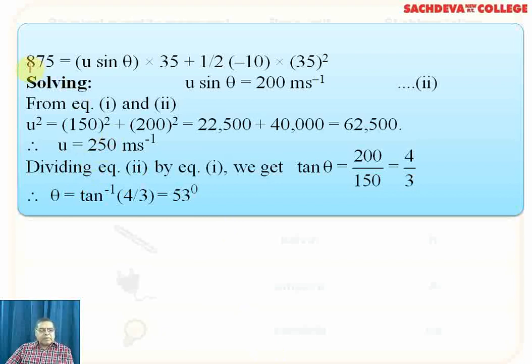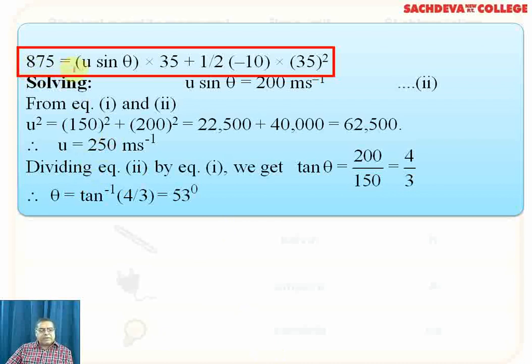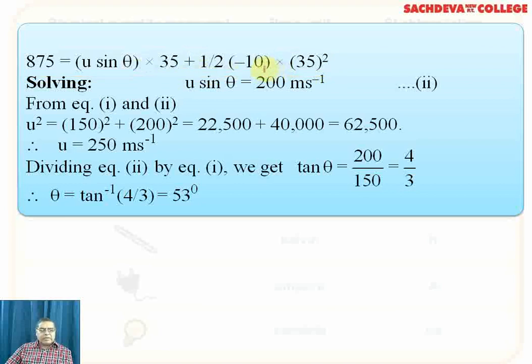So it is 875 is equal to u sin theta into 35 plus half gt square. Now solving this equation, u sin theta is 200 meters per second. So from equations 1 and 2, we will get an equation in terms of u square, and then we take the square root, and u will be calculated as 250 meters per second.